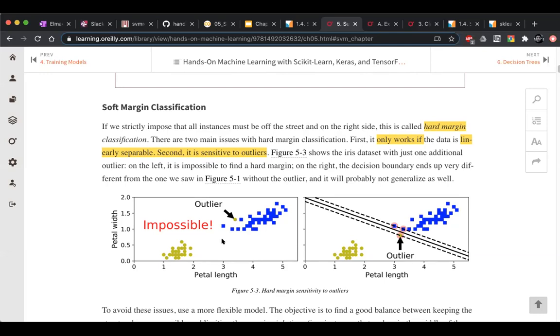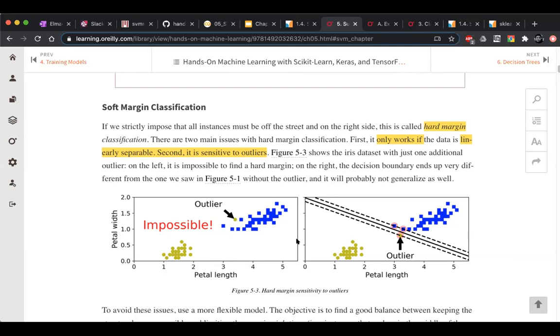It's not going to be able to do that. If we move this outlier a little bit, for example over here, then yes, it's not impossible. Now it's going to be able to fit a small street over here, but it's very narrow. So one strategy to loosen up our model a little bit is to use a soft margin classification.